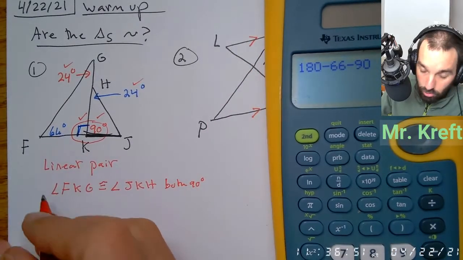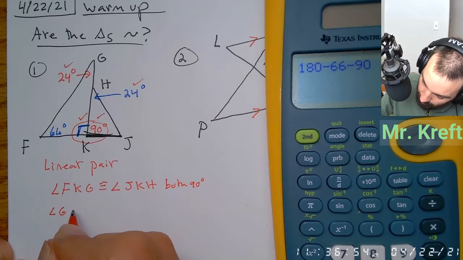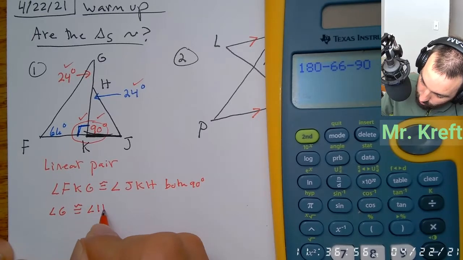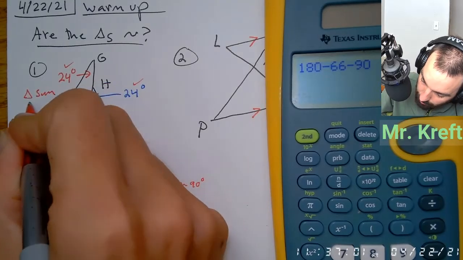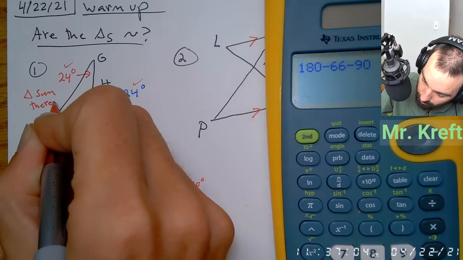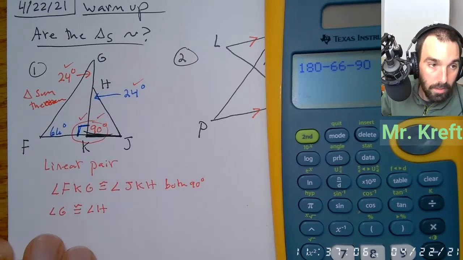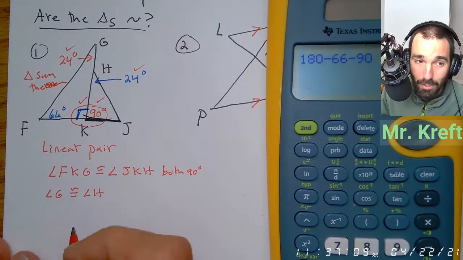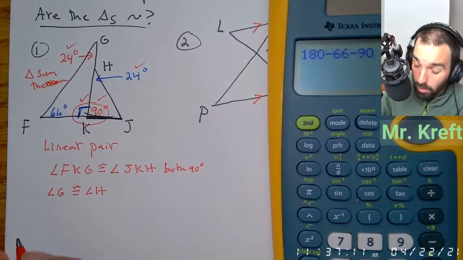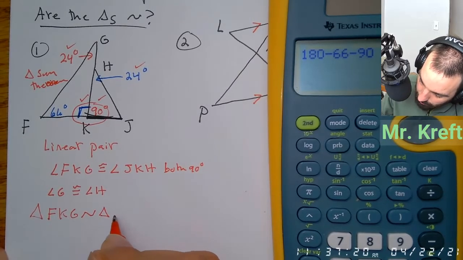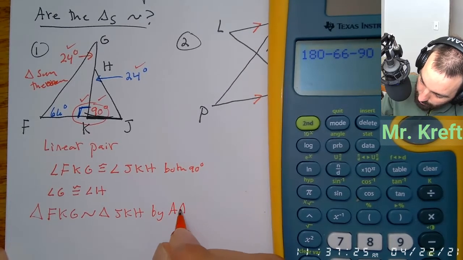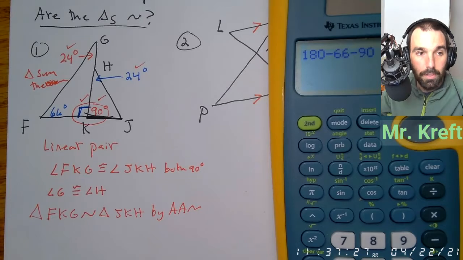So I know that angle G is going to be congruent to angle H, and we used the triangle sum theorem here. Sorry, I misspelled theorem. I feel terrible about it. So yeah, these two triangles are similar. We can say triangle FKG is similar to triangle JKH by AA similarity.